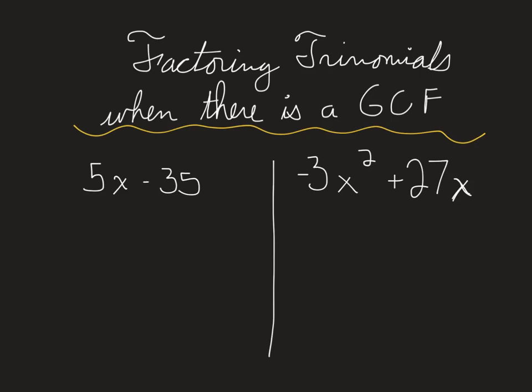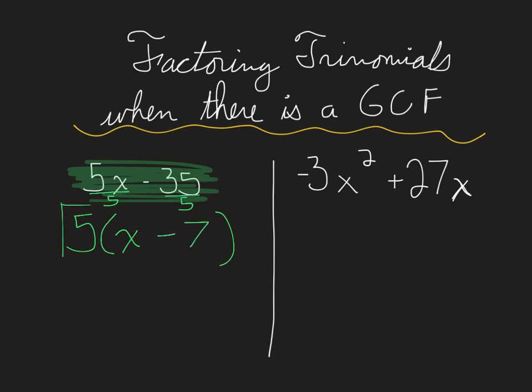So the first example here is 5x minus 35. We're going to look at this one first. What you want to do is figure out what is the greatest common factor between 5 and 35. Hopefully at this point you can figure out that that would be a 5. And then remember, to figure out what's left over, you divide every term by that GCF. So 5x divided by 5 is x. Negative 35 divided by 5 is negative 7. So that's how you would factor out a GCF.